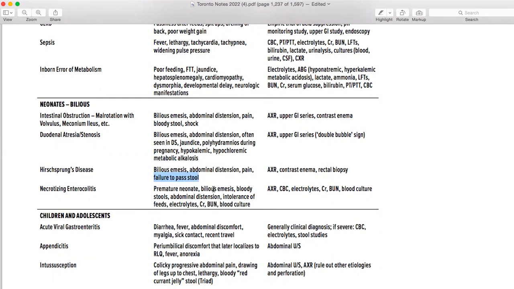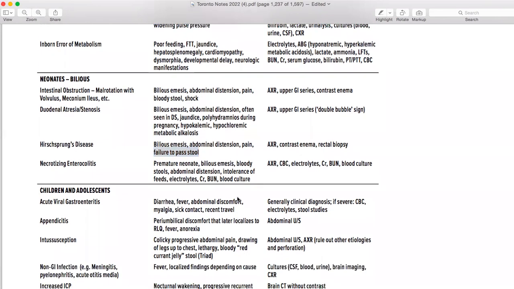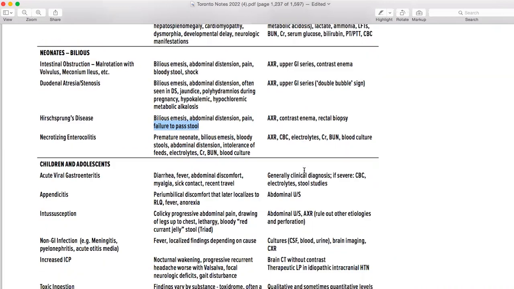Necrotizing enterocolitis: premature neonate, bilious emesis, bloody stool, abdominal distension, intolerance of feeds, and then you have to do electrolytes and creatinine. Start with the abdominal X-ray to rule out any mass, and on the basis of that you can move on to the next step. You need to see if any electrolyte is disturbed, because if you find the problem but don't correct the electrolytes, it's quite fatal and the baby can die just because you ignored the electrolytes. So don't forget, in particular diseases, electrolytes are very important.